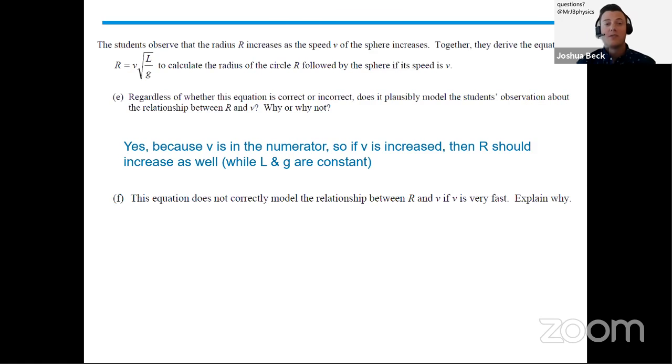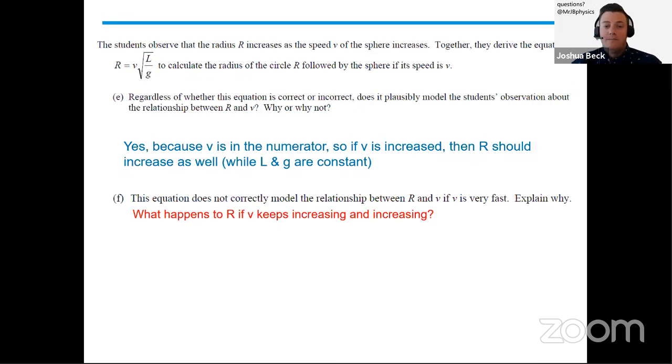Now, we're not asking whether the equation is correct or not. We're just asking, would this equation support this? And the answer is yes, because v, or speed, is in the numerator. So if v is increased, then r will increase as well. This is while L and g are constant. So keeping the same length string and keeping it in the same gravitational field, then the only other variables here would be v and r. And so if you increase v, then r should increase as well, which supports their observation. Now, does that mean that their equation is correct? Not necessarily, but it does mean that their equation does in fact support their observation.